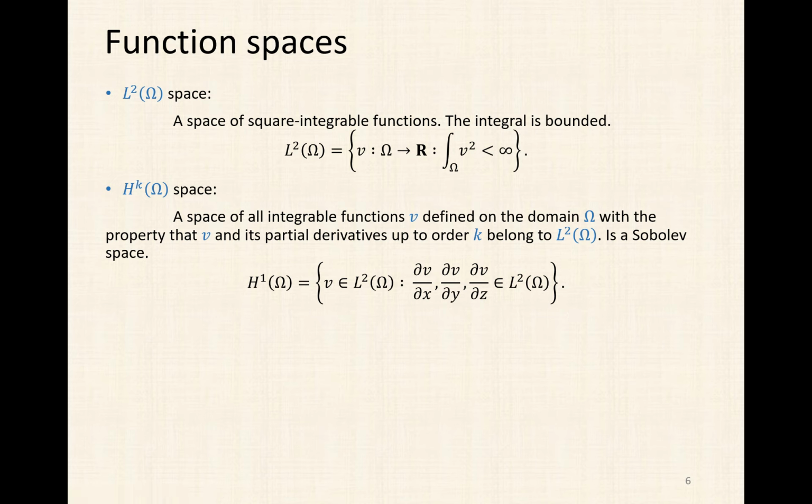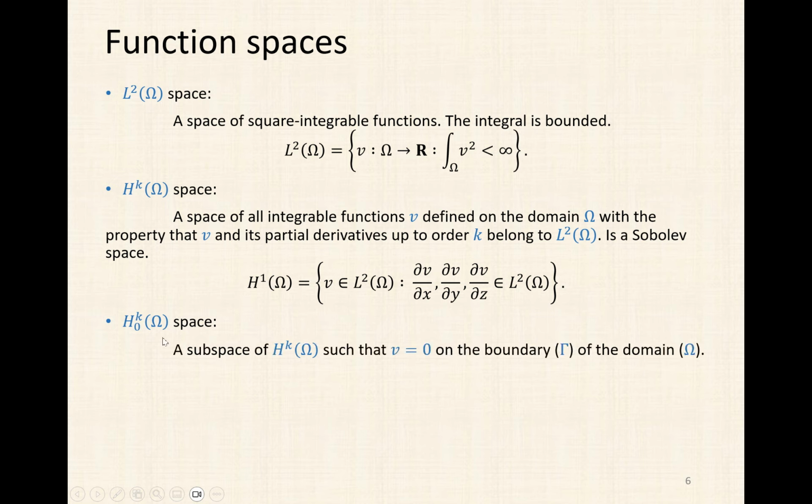Okay. And the third one is the HK0 space. This is the H1 space but with some restrictions. The HK0 space is a subspace of the HK space with the restriction that the function v is 0 on the boundary of the domain. So we take the HK space and we limit that function to be 0 on the boundary of the domain. So this is the HK0 space.